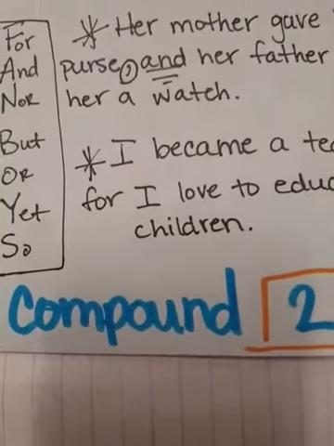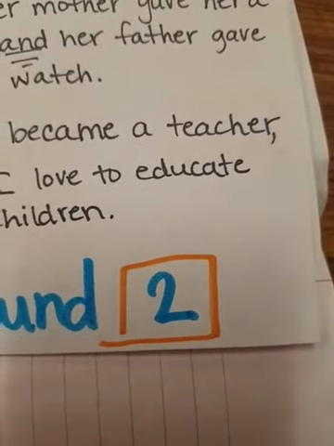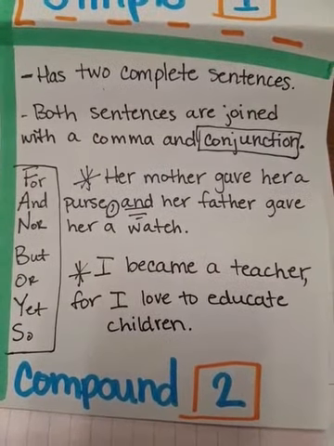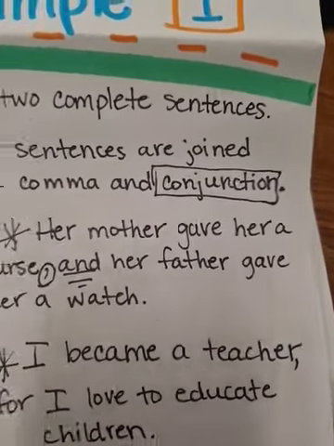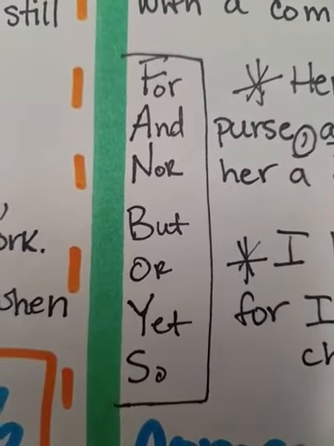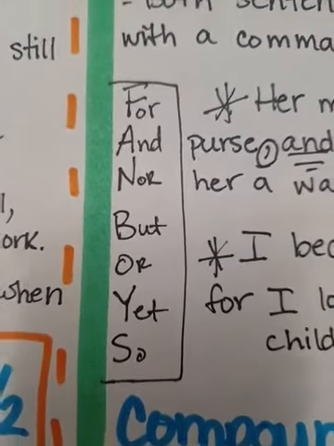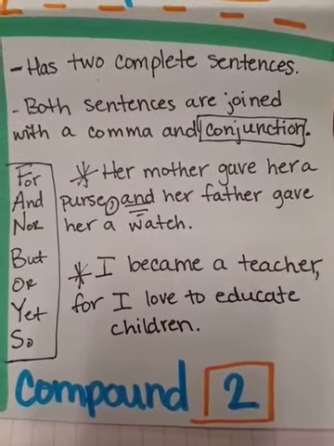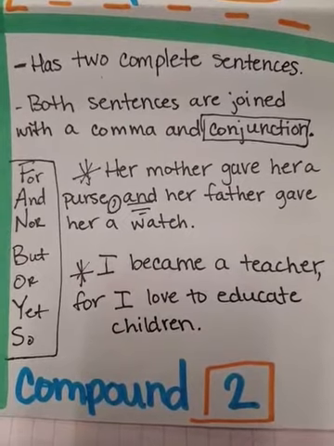Okay, and then over here we're going to focus on a compound sentence. A compound sentence has 2 complete thoughts. All right, so it has 2 complete sentences. Both sentences are joined with a comma and a conjunction. Okay, and our conjunctions are for, and, nor, but, or, yet, so. The acronym is also known as FANBOYS. Okay, so make sure you have that on your paper as well. Okay, so that's what a compound sentence is. It has 2 complete thoughts with a comma and a conjunction in the middle to separate them.